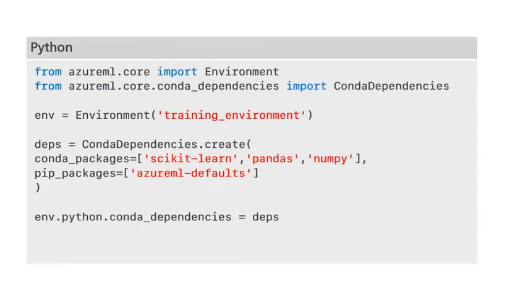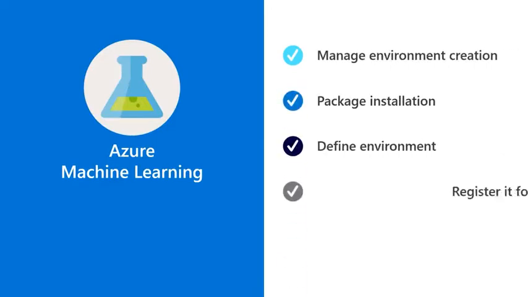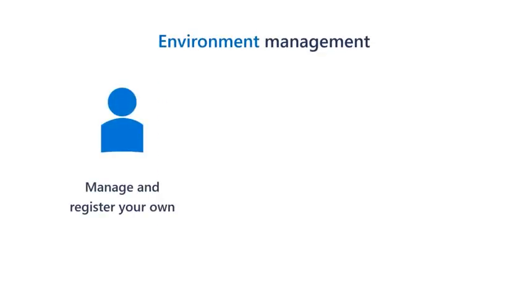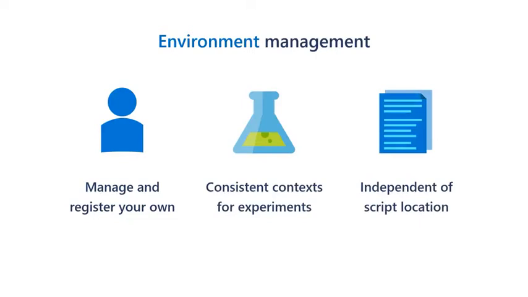Environments are encapsulated by the Environment class, which you can use to create environments and specify runtime configuration for an experiment. You can have Azure Machine Learning manage environment creation and package installation to define an environment and then register it for reuse. Alternatively, you can manage your own environments and register them. This makes it possible to define a consistent, reusable runtime context for your experiments, regardless of where the experiment script is run.